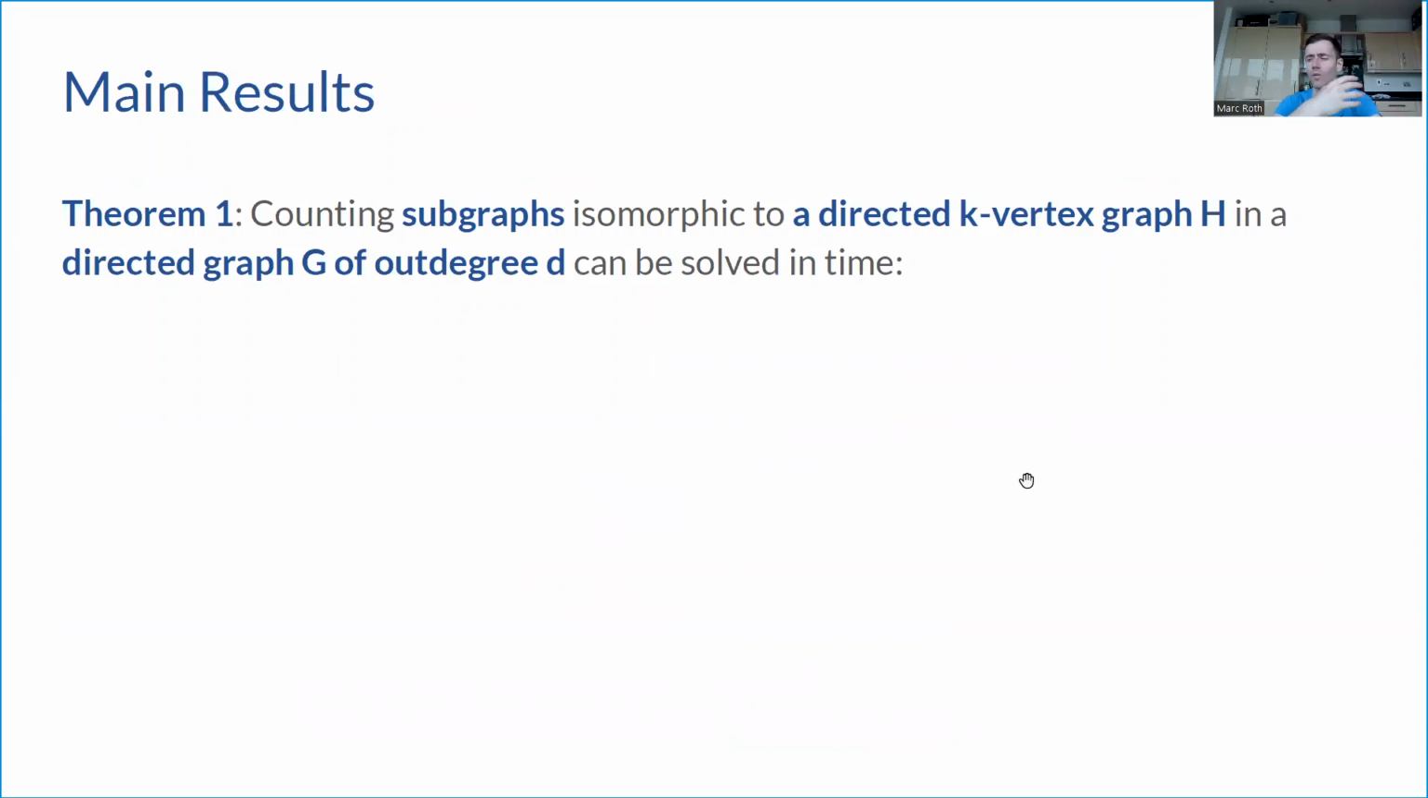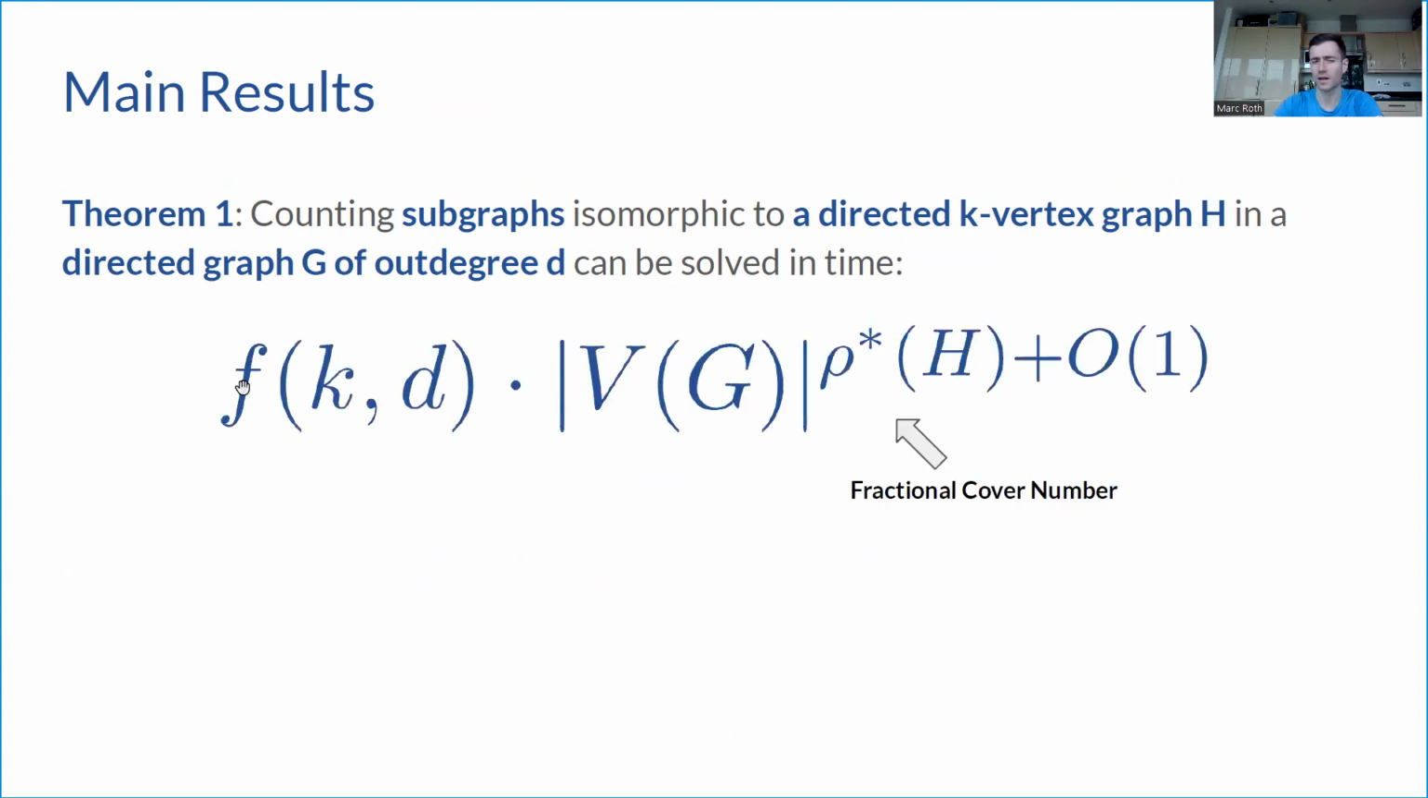So let me give you now our main theorem. Given a directed graph H with k vertices and a directed graph G, the host, of outdegree d, then we can count copies of H in G in the following time: f, some computable function of k and d, so the size of the pattern and the outdegree of the host, times the size of the host to the fractional cover number plus a constant.